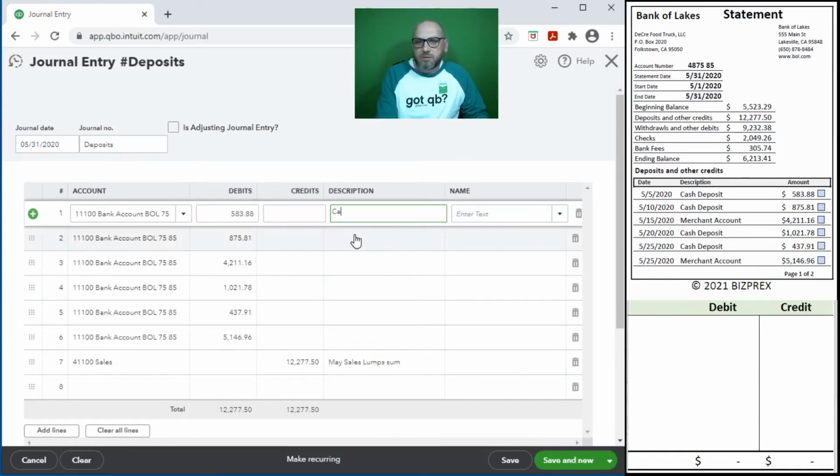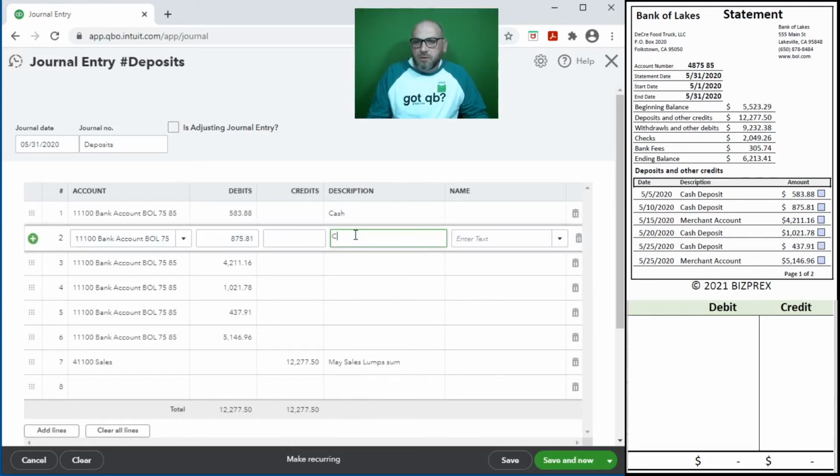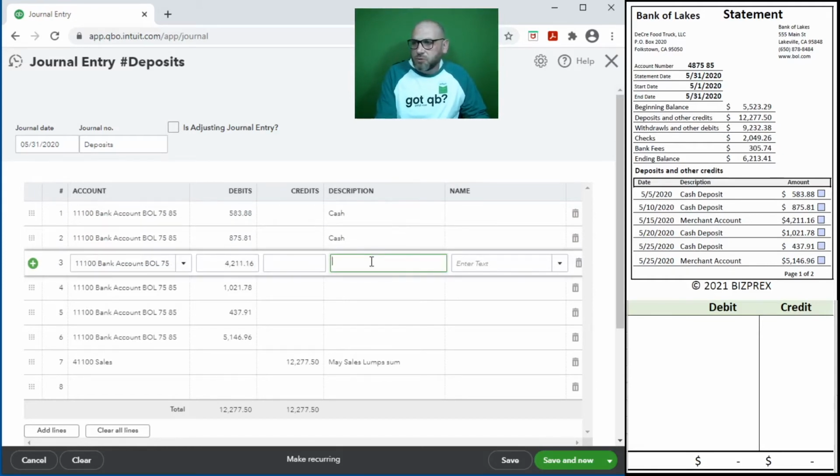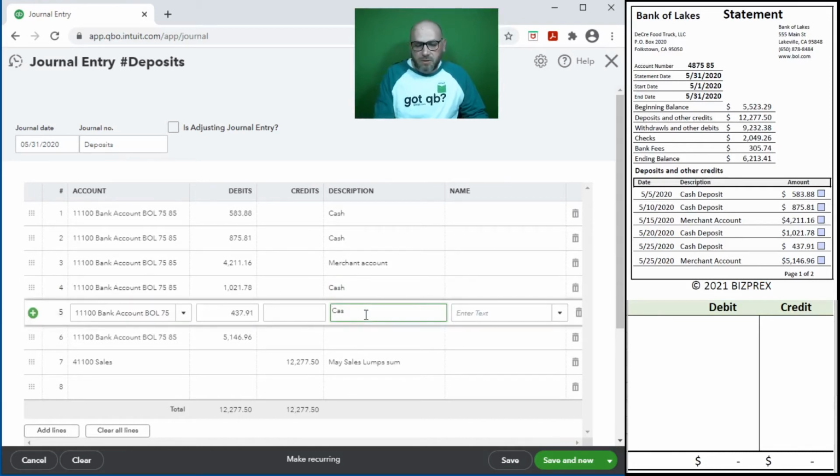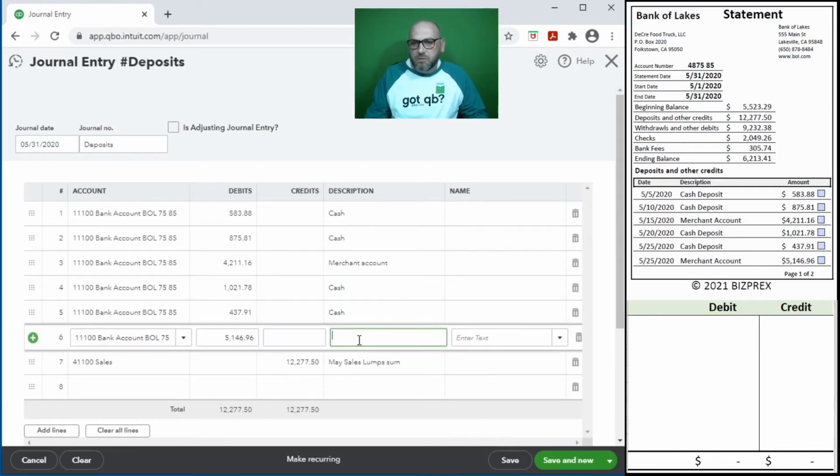So again, let's say this is cash. Just to provide those details, this is merchant account. This is cash sales, right? Again, the key is that we're going to achieve the same results. This is merchant. Okay, debits and credits are in balance. That's what basically matters, right?